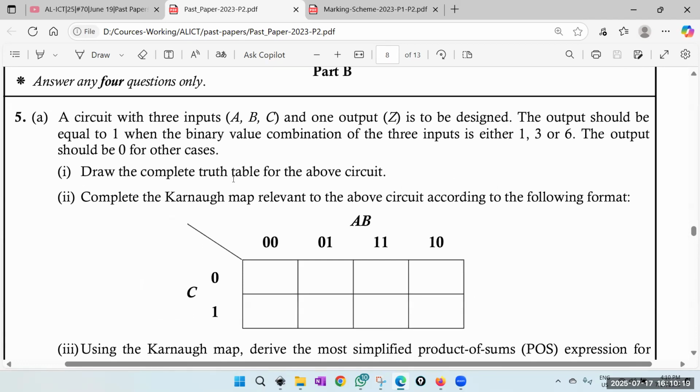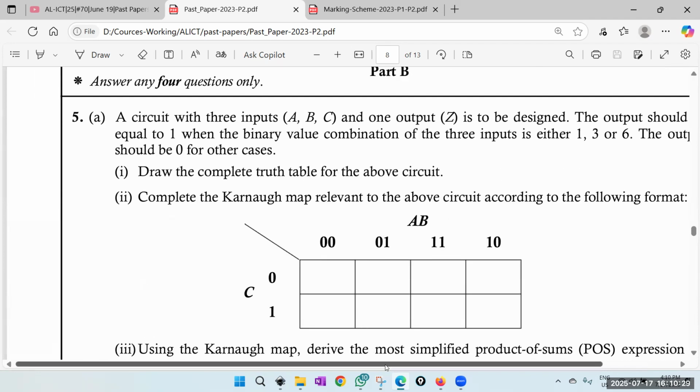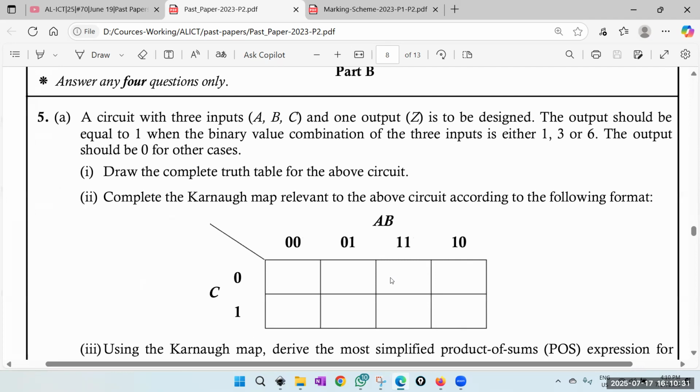So you need to be very careful, very serious about these papers because your paper will be pretty much similar to 2023-24 papers. Okay. Right. So let's do the question number 5. I hope you have attempted this.